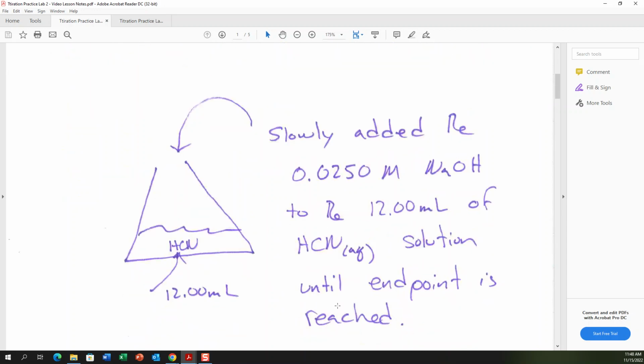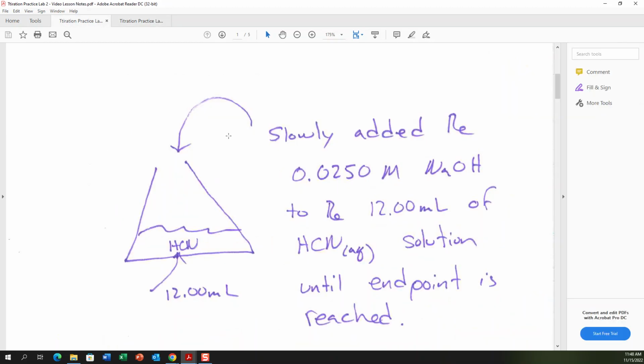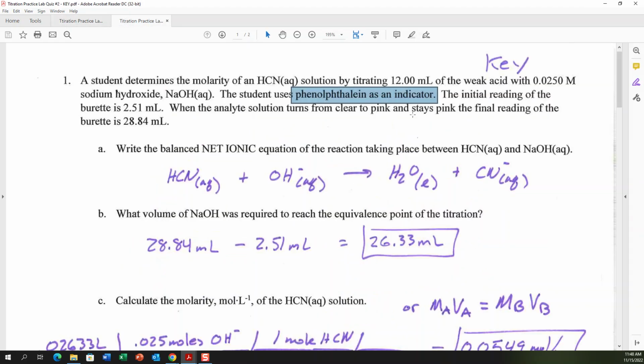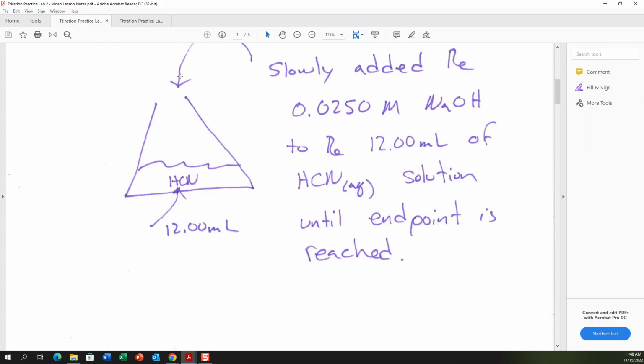So if we're doing a titration, that 12 milliliters of HCN that we measured out goes in the flask. We'd also want to put in an indicator. I know the question said we used phenolphthalein as our indicator. Then from our burette, we slowly add the NaOH to the 12 milliliters of HCN until we reach the end point of the titration, and we would know that when the color changes. In this scenario, when it turns from clear to pink, that's when we've reached the end point of our titration. That's the whole idea.